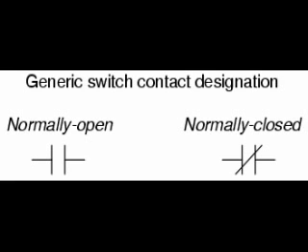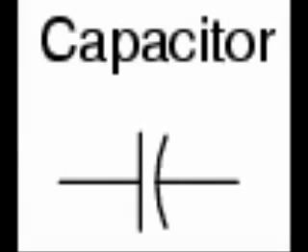If switches are designated with these generic symbols, the type of switch usually will be noted in the text immediately beside the symbol. Please note that the symbol on the left is not to be confused with that of a capacitor, a device used to store electrical charge. If a capacitor needs to be represented in a control logic schematic, it will be shown like this.